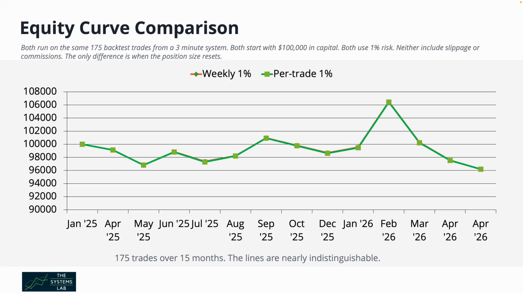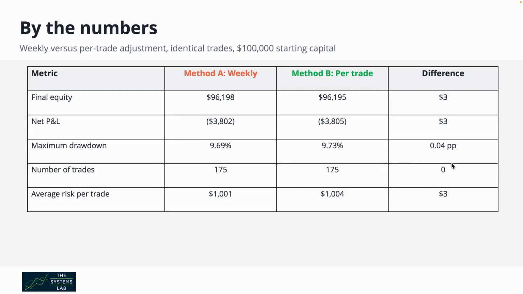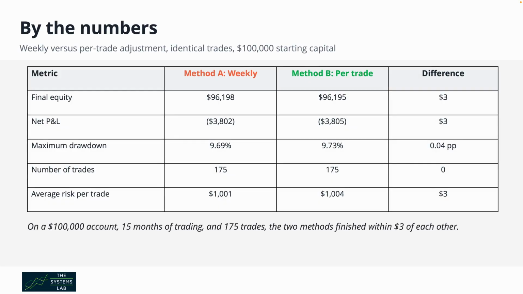in different directions. If we look at the numbers and compare the weekly versus the per trade adjustment, we see that on a $100,000 account, after 15 months of trading and 175 trades, the two methods finished within $3 of each other. So we have a very, very close outcome.